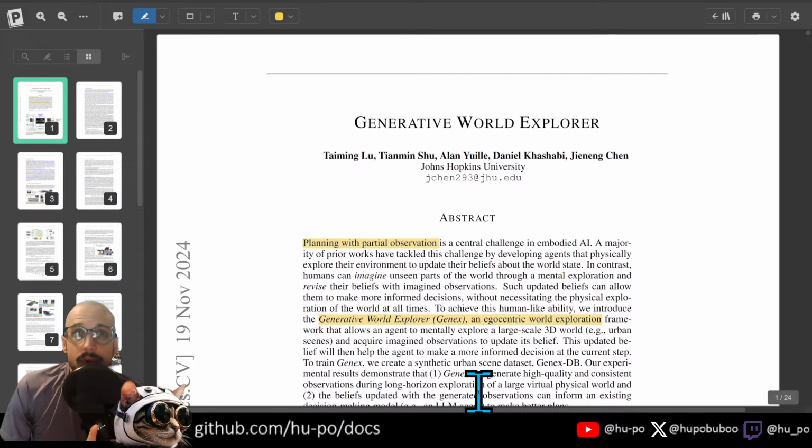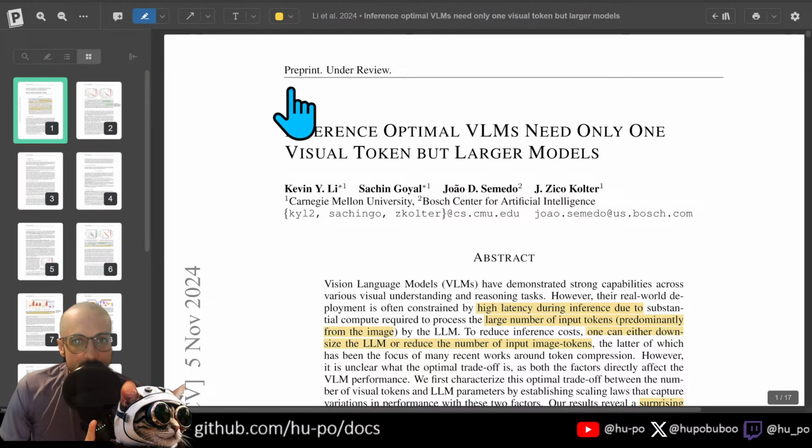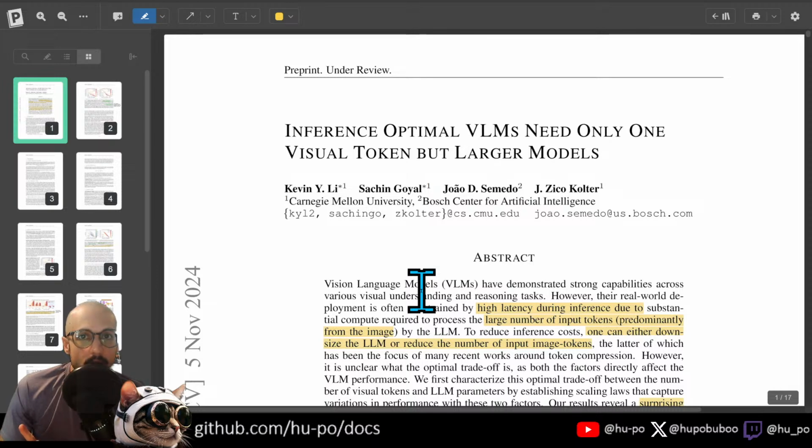So that's Generative World Explorer. All right. DePIN, Decentralized Physical Infrastructure Network, a startup doing that for robot navigation.